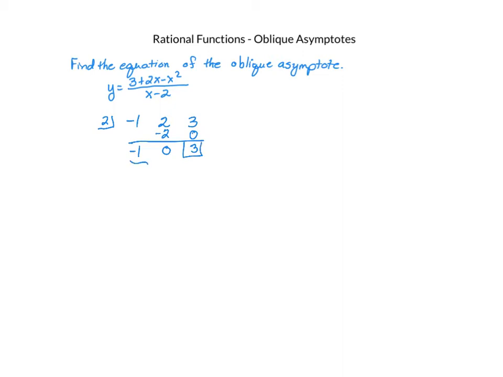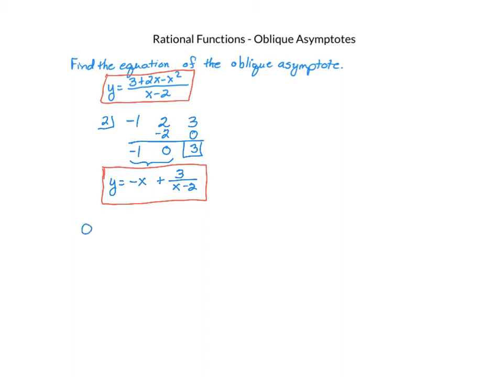Notice these are the coefficients of the quotient, so I would have y equals -1x plus 0. I'm not going to write that plus 0 part. And then I have the remainder over the divisor, x minus 2. So let me just again remind you that this rational function is completely equivalent to this rational function.